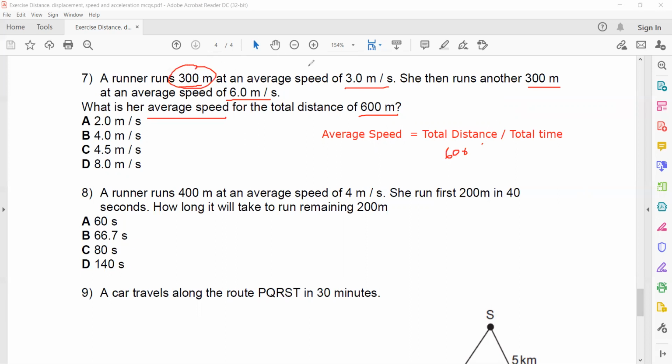So the first 300 meters, she runs with a speed of 3. So if we need the time, time is equal to distance divided by speed. So distance is 300 and speed is 3. So 300 divided by 3, that's equal to 100 seconds.